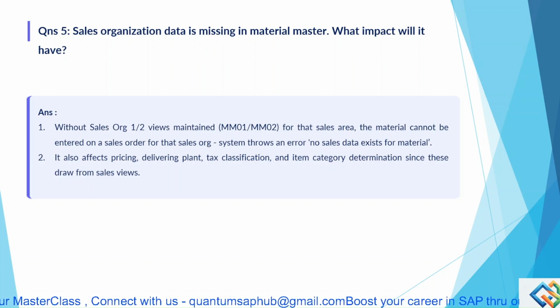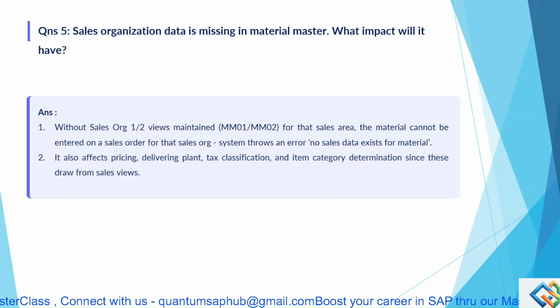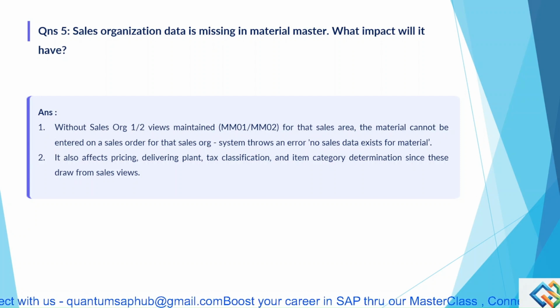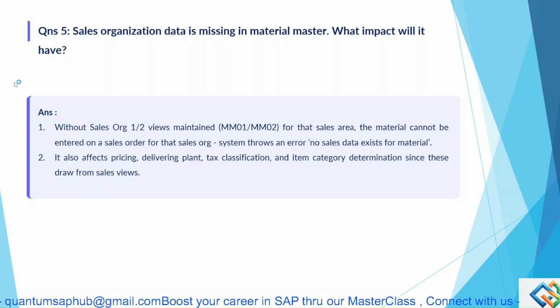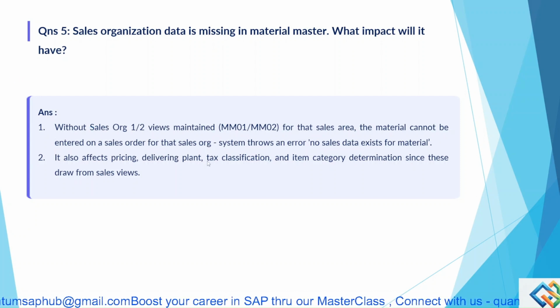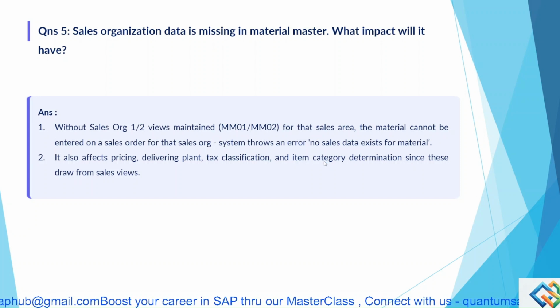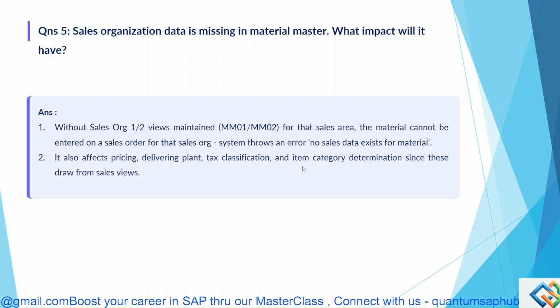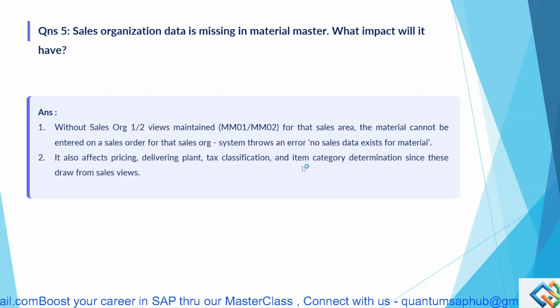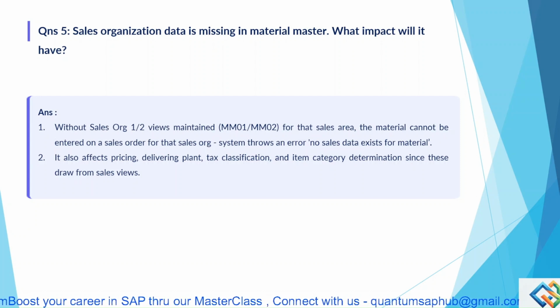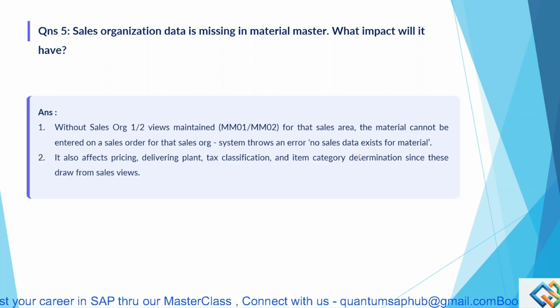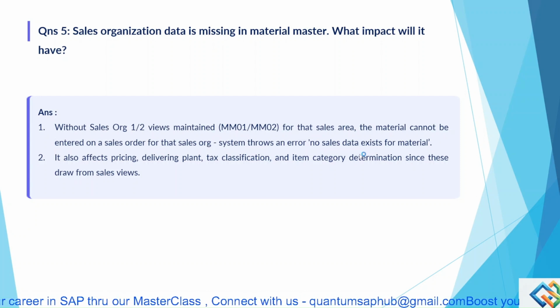Unless it has that sales data, what does the sales data view contain? It contains the material account assignment group, item category determination, delivering plant, and your tax classification. All these affect pricing, delivering plant, tax classification, and item category. All this will be impacted. So that's why you will not be able to proceed further without fixing the issue.